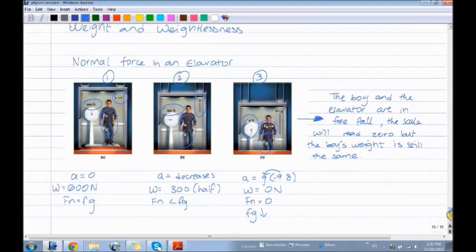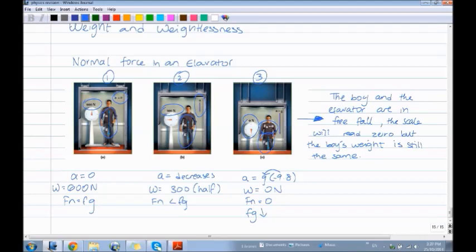Now, weight and weightlessness. Normal force in an elevator. First of all, in the first situation, the weight is 600 newtons and the acceleration equals 0, Fn equals Fg. In the second situation, the acceleration is decreasing, the weight is half the one before, which is going to be 300, and Fg is greater than Fn. In the third situation, a equals g, which is 9.8, the weight is 0, Fn is 0, there is no Fn, and Fg still has its value.